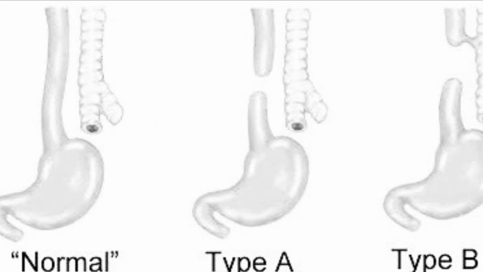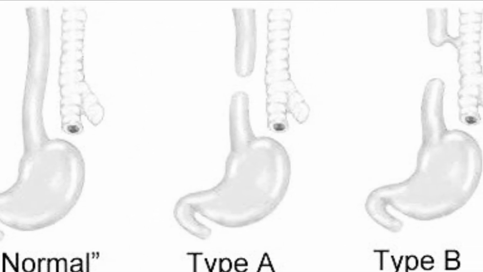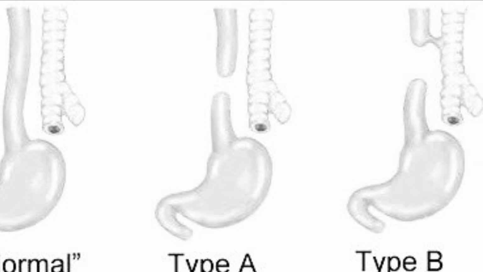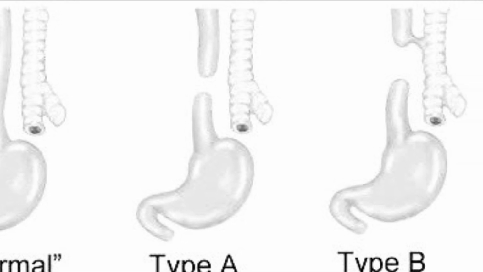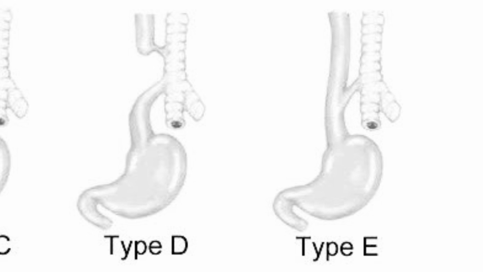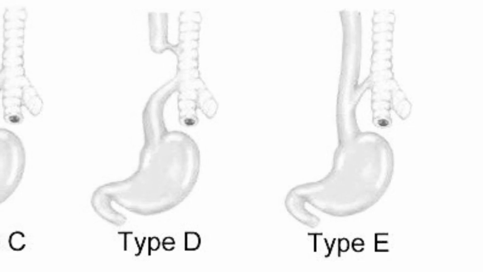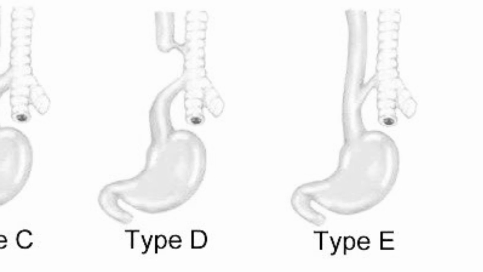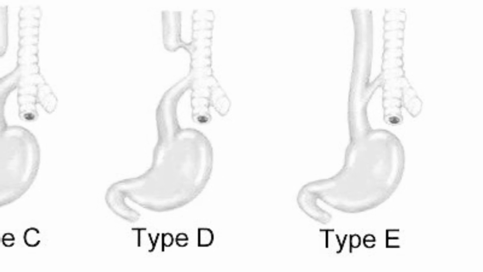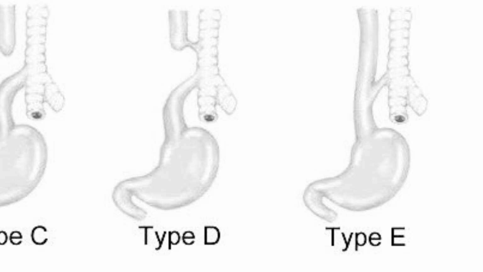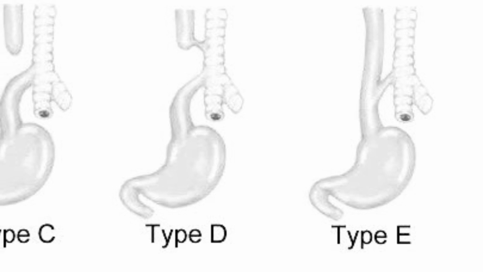Type A, pure esophageal atresia without any fistula. Type B, esophageal atresia with a proximal fistula to the trachea. Type D, a rare variant with both proximal and distal fistulas. Type E, H-type tracheoesophageal fistula without esophageal atresia, typically presenting later in life due to less severe symptoms.